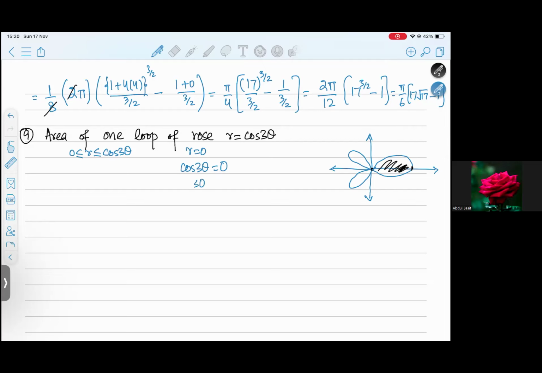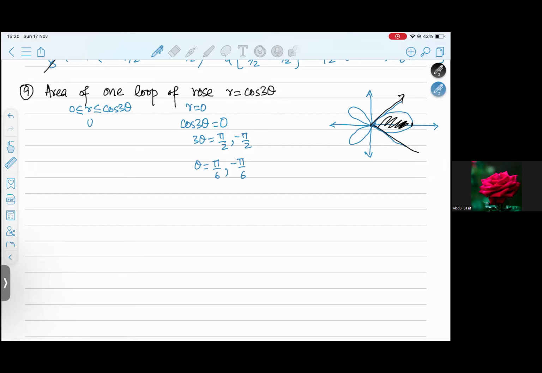Since we are talking about this quadrant or this quadrant, first or fourth quadrant, I'll just take pi over 2 or negative pi over 2 for 3 theta, making theta equal to pi over 6 and negative pi over 6. Okay, so you can clearly see that this is pi over 6 and this is negative pi over 6. So the limits of theta are from negative pi over 6 till pi over 6.